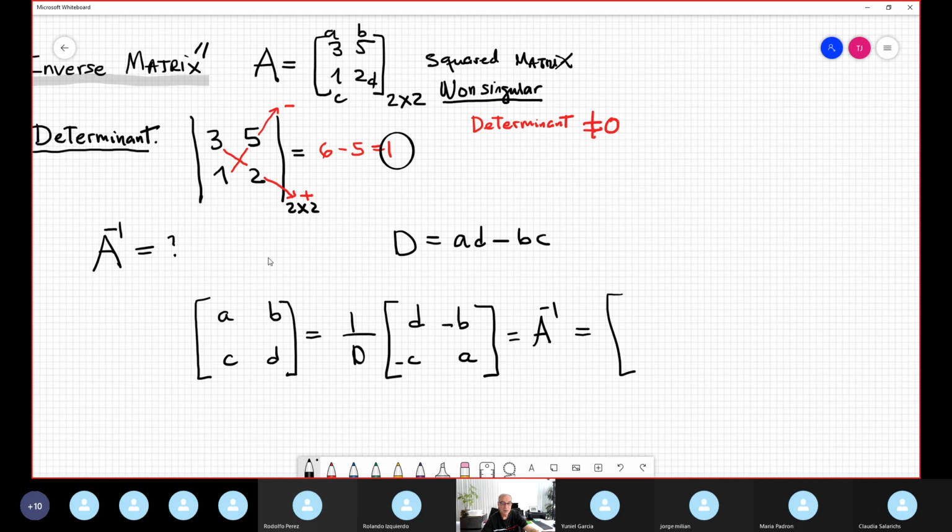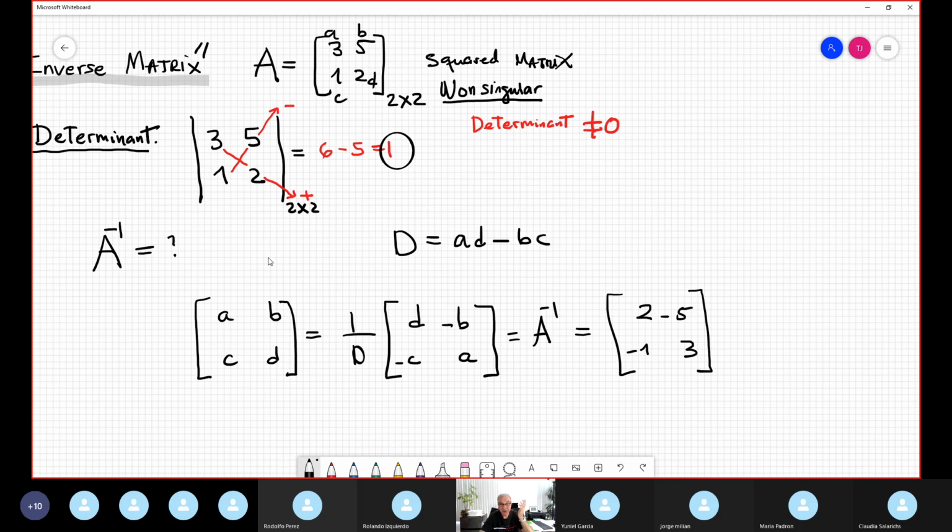This is D. So basically, you interchange A and D. So now this is 2 here, and 3 here. B and C stay in the same position, but you change the sign. Negative, negative. Done. This is the inverse. Okay?